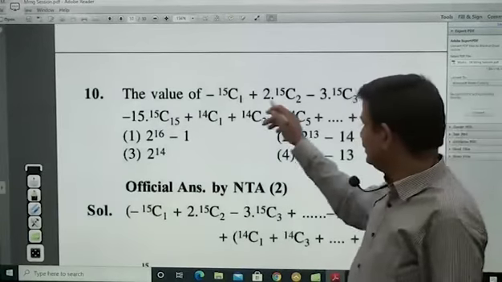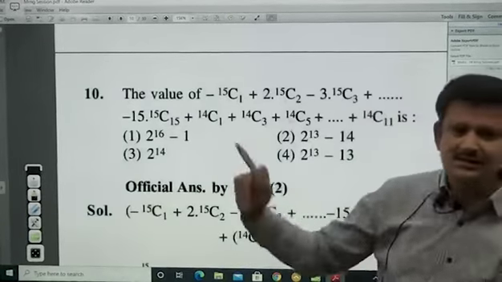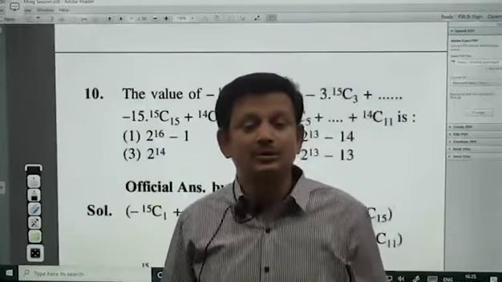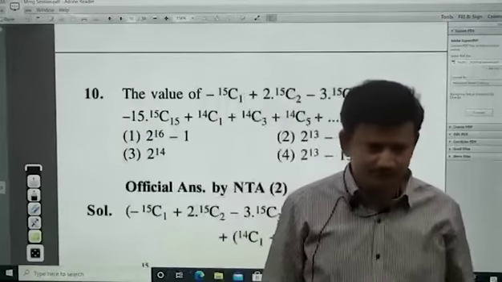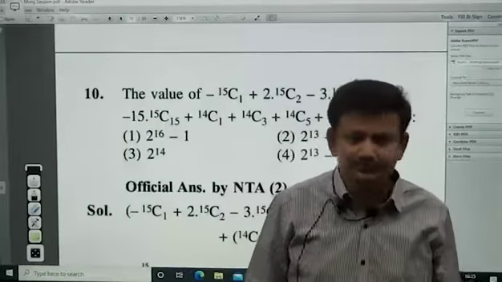So probably if something is missing or sign is there, you have to check it. Last term you have to check, other than that, that part will be 0. So you are left with only one part now. 14c1 plus 14c3 plus 14c5. Alternate terms you are doing. Alternate terms, what will you do? First put x is equal to 1, 2 power 14. Then put x is equal to minus 1, 0. You will add both of them and divide by 2. So how much will that be?